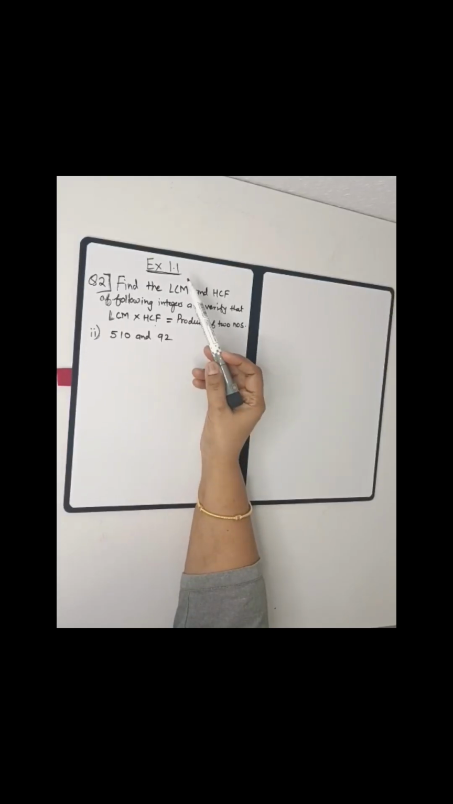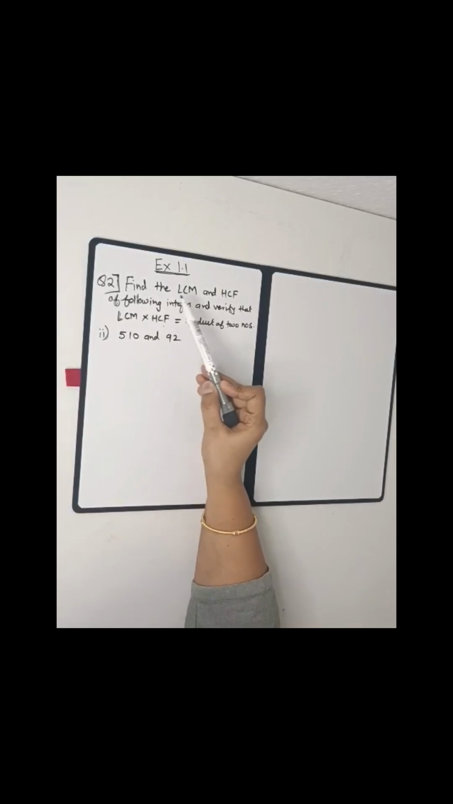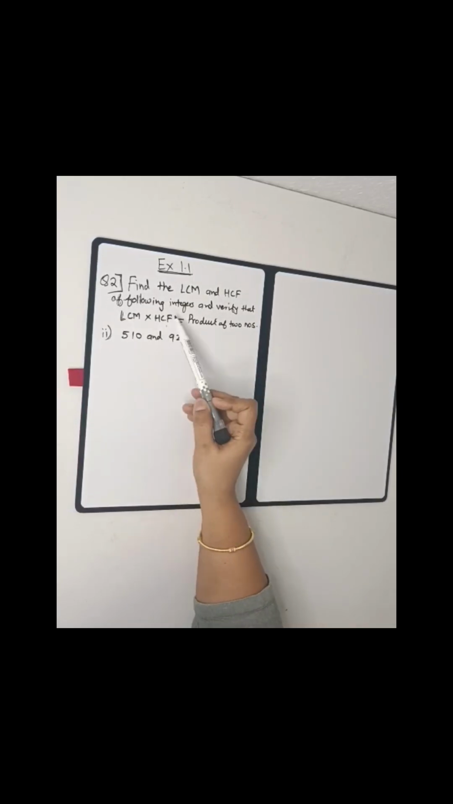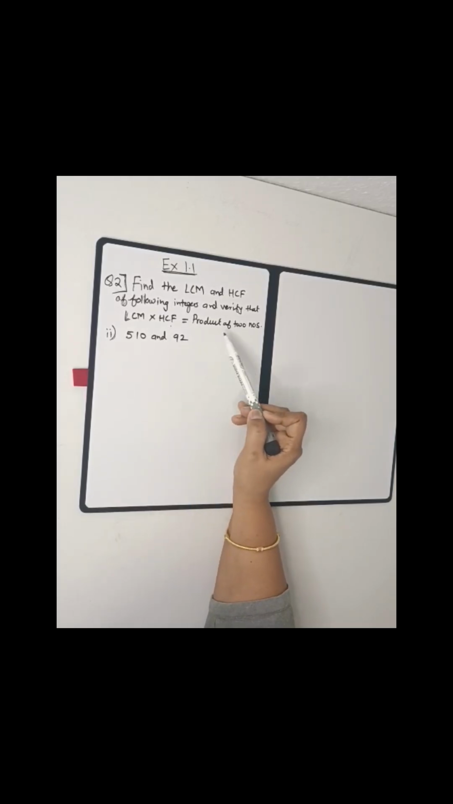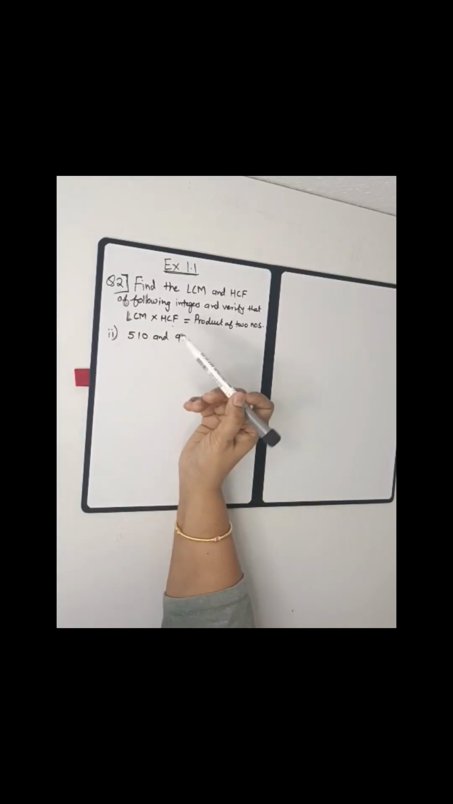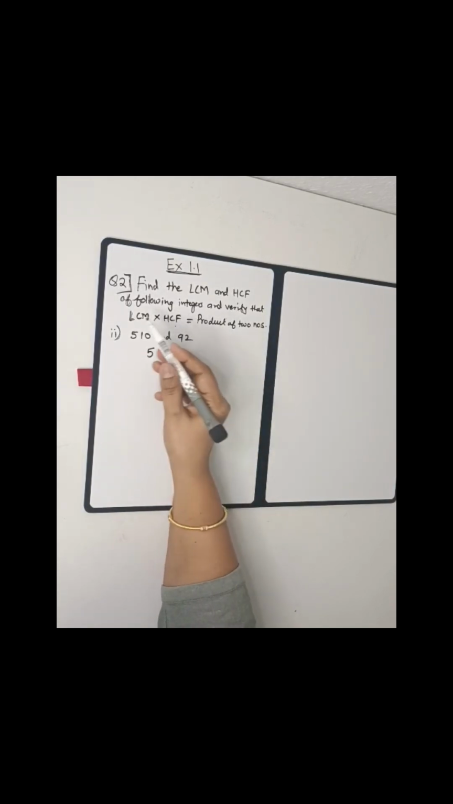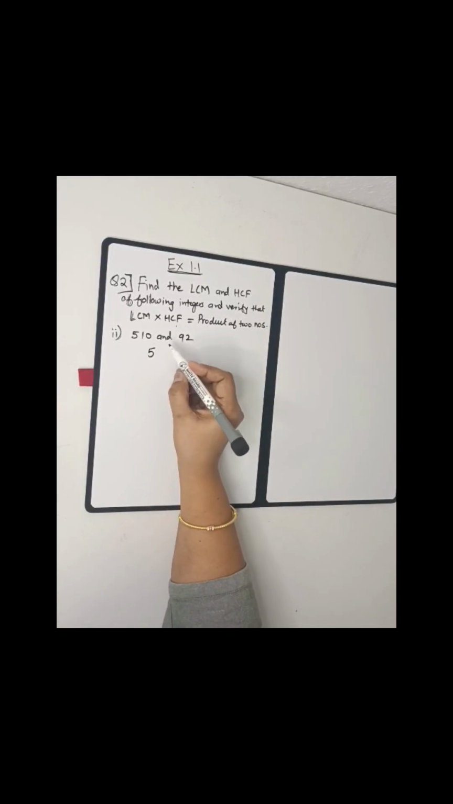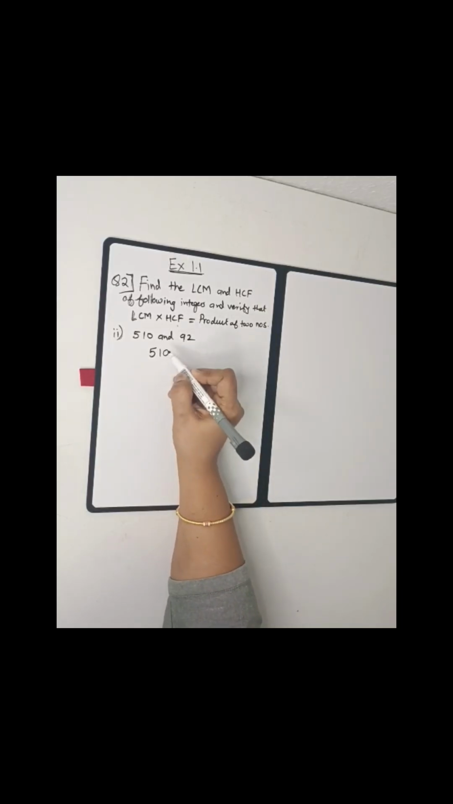So we are going to start now with exercise 1.1 question number 2, where we are going to find the LCM and HCF of the following integers and verify that LCM into HCF is equal to the product of the two numbers. So the two numbers are 510 and 92. So we are going to prime factorize these as they are asking us to find the LCM and HCF. First step of finding LCM and HCF is to prime factorize.